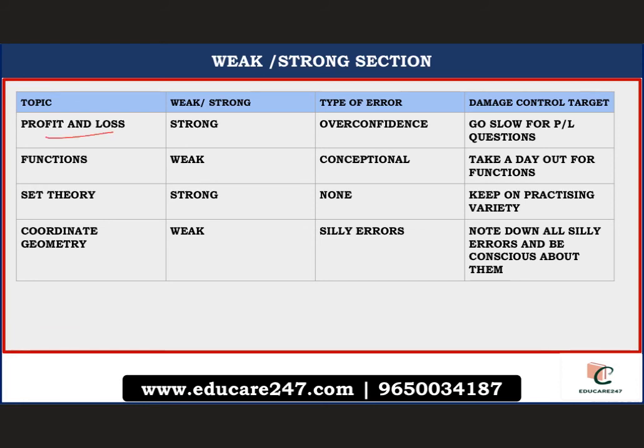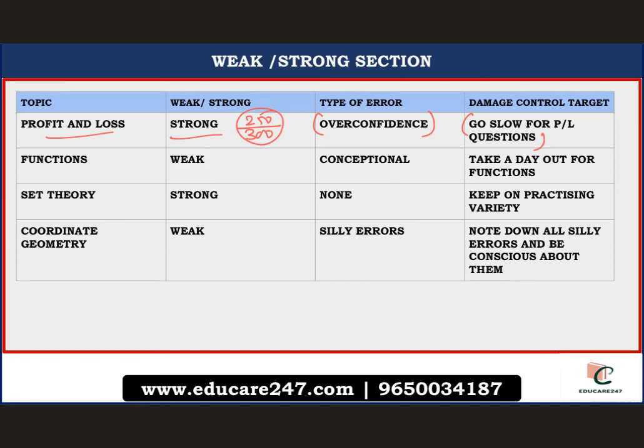So suppose this is profit and loss. You're strong in that section. Still, you might have made some errors. If you practice 300 questions and you got 250 correct, you feel that it's your strong point. Those other 50 were because you were overconfident and you got them wrong. Right over here, overconfidence type of error. Then right over here, what damage control are you going to do, right?